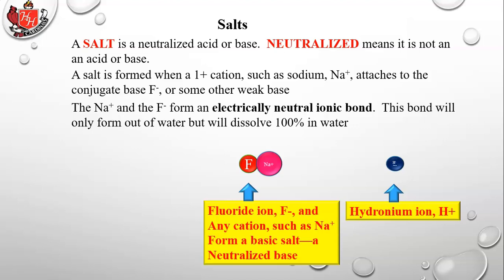So both of them are electrically neutral. The difference is a sodium attached to a fluoride ion is not an acid or a base. It's a neutral substance. It's neither an acid nor a base. So the fluoride ion, F- and any cation such as Na+, form a basic salt, a neutralized base. So that's called a basic salt. It's formed from a base, F-, but it's been neutralized. It's no longer a base, so that's called a basic salt.